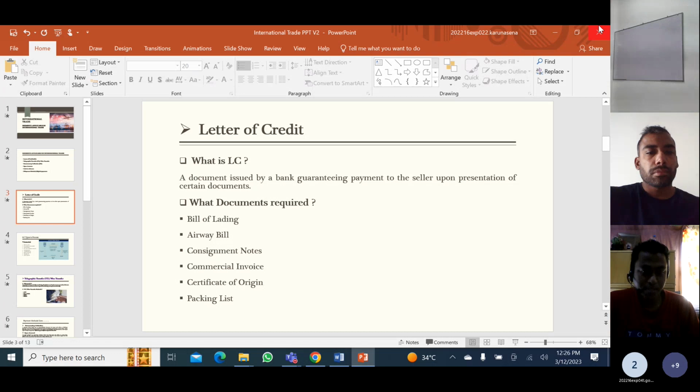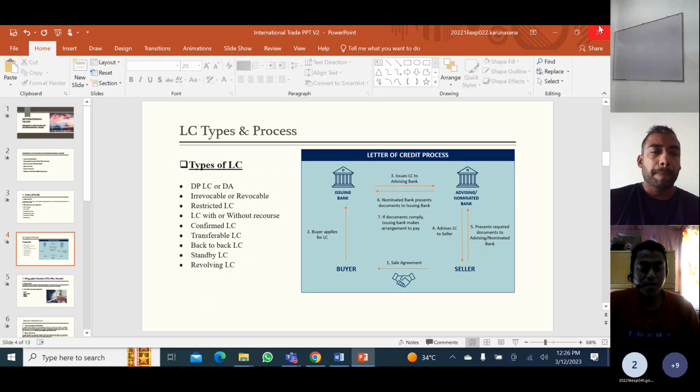There are a few types of LC used in international payment methods. First one is DP LC or DA. The second one is irrevocable or revocable. Third one is restricted LC. Then LC with or without recourse. Then confirmed LC. Then transferable LC. Then back-to-back LC, standby LC, and revolving LC.